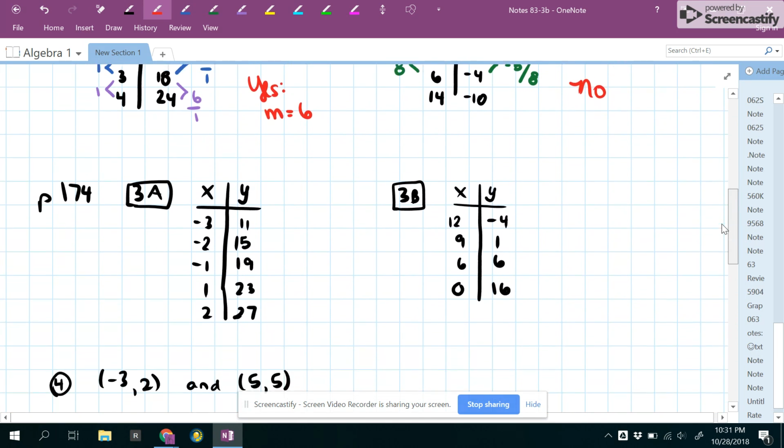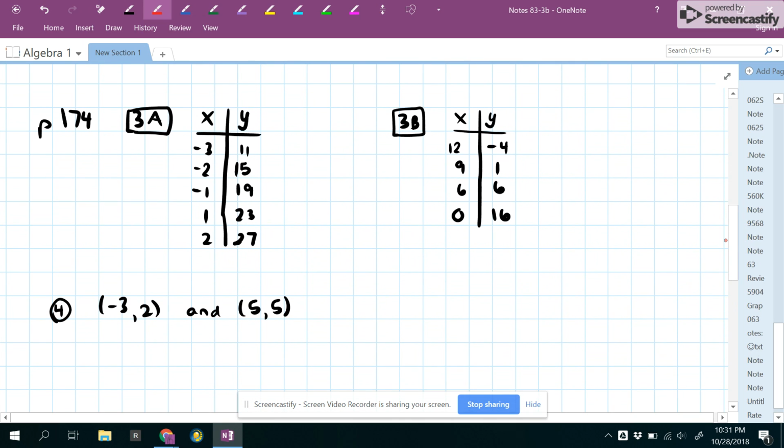So if you were to turn to page 174, you would find problems 3A and 3B. They are currently on the screen for you. Your job still is to decide, are the rates of change consistent? So you have to check every single one. If you happen to catch the one that's wrong, you can call it early, but you still have to make sure they're all the same.